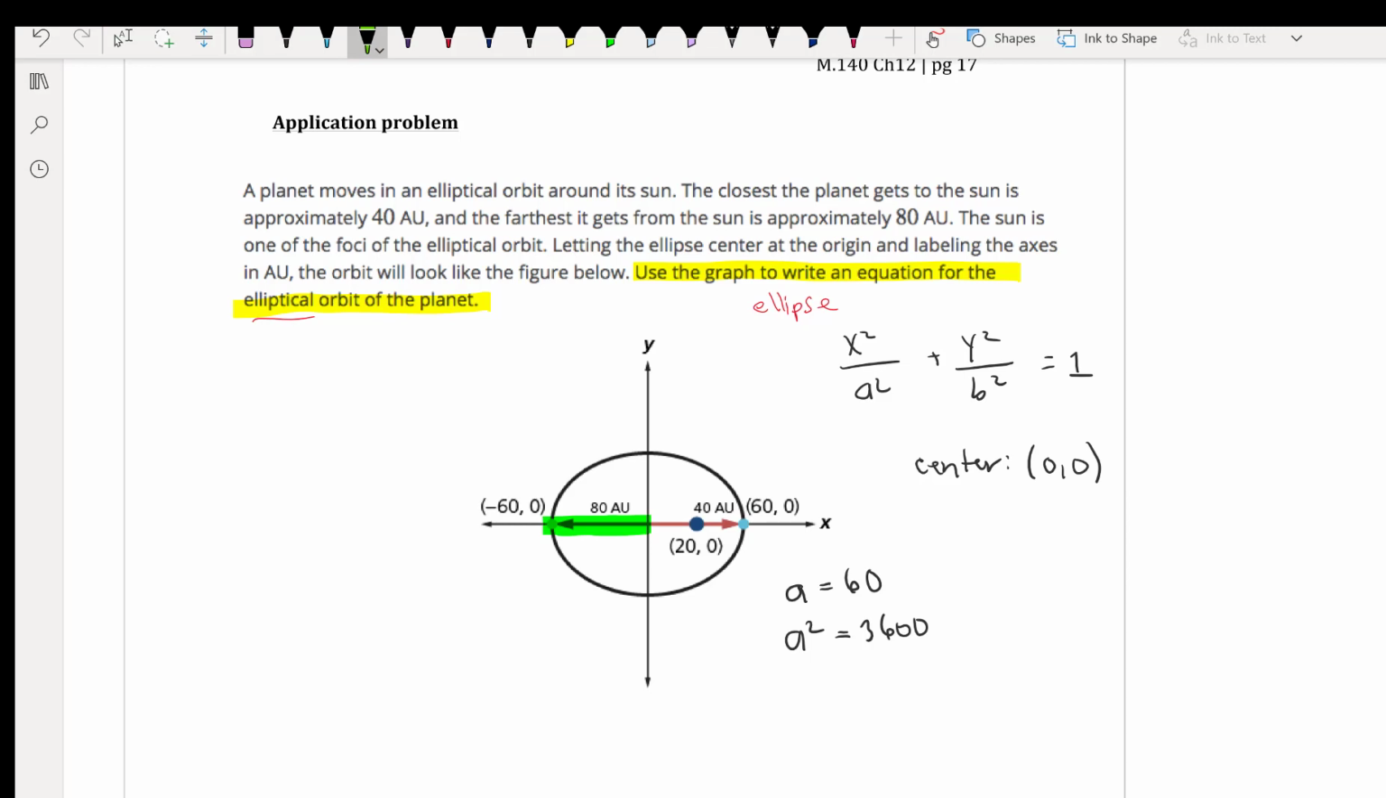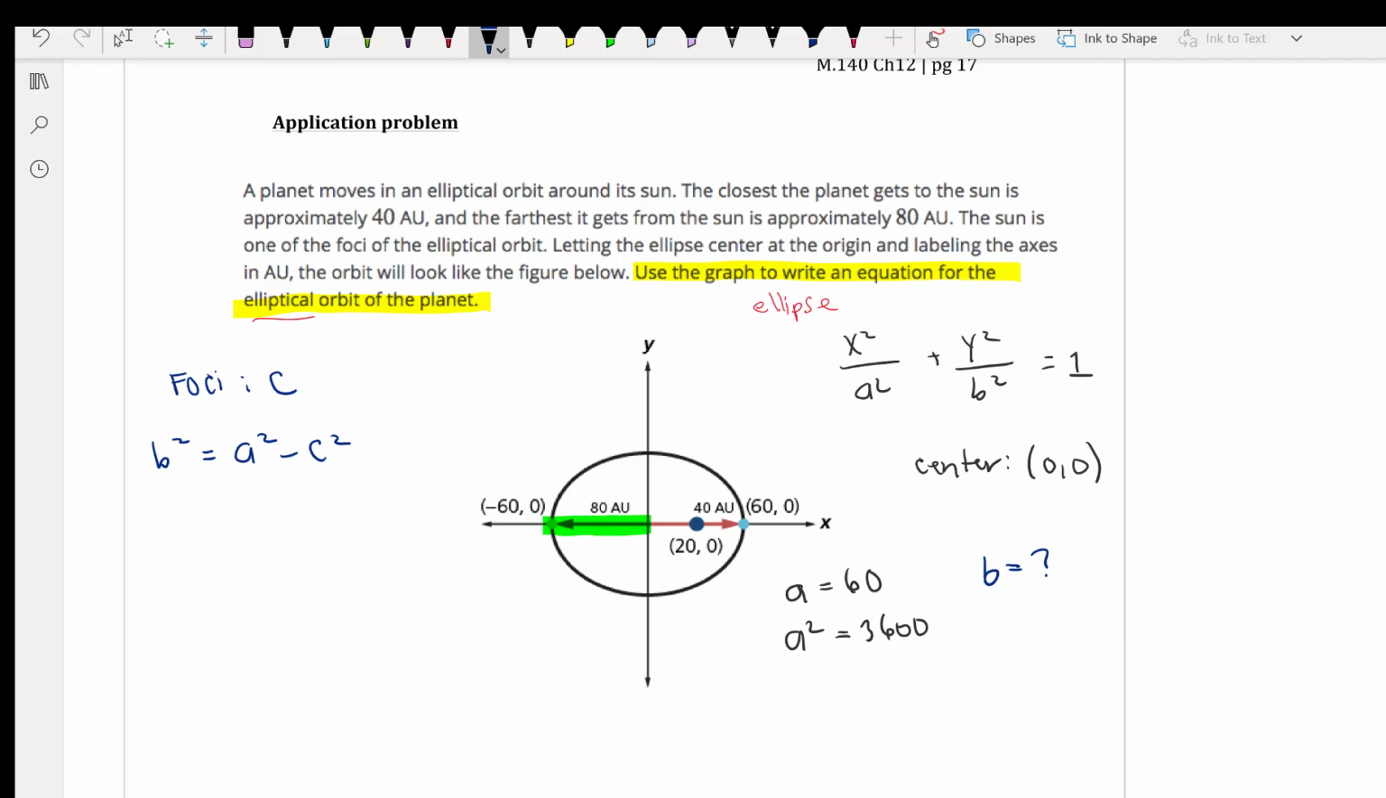I have my center, I have my A value. So the only thing else that I'm missing is my B value. That's the thing that I don't know. So it was that equation that I gave you a while ago from the very beginning, where I said that I have my foci, that's going to be my C value. And then I have this equation that B squared is equal to my A squared minus my C squared, okay? And I know that the foci is C.